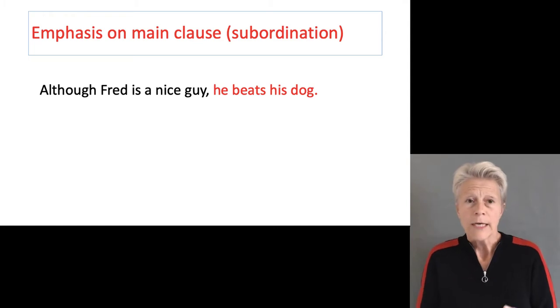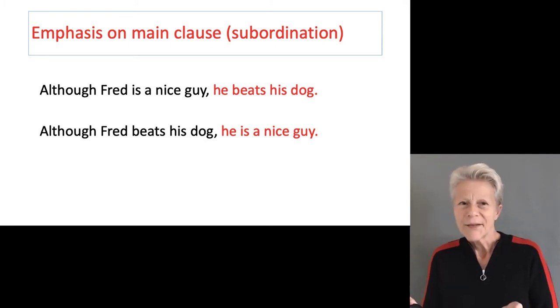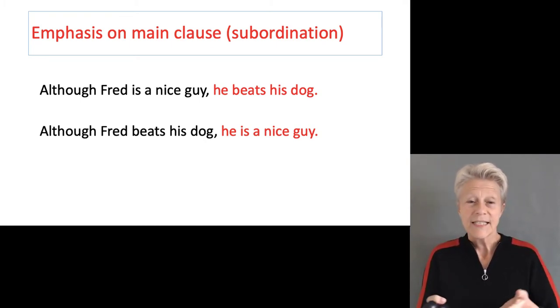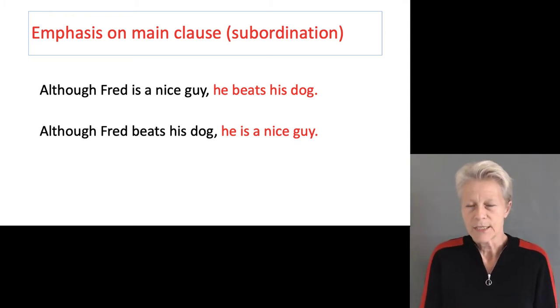He beats his dog is also the main clause. It is the main clause and it is in end position. So there's very strong emphasis on the second part. The he beats his dog part is more convincing, is heavier. Compare it with this one. Although Fred beats his dog, he's a nice guy. Same information, same facts, but the he is a nice guy part is much stronger here. It stays with the reader longer and carries more importance.